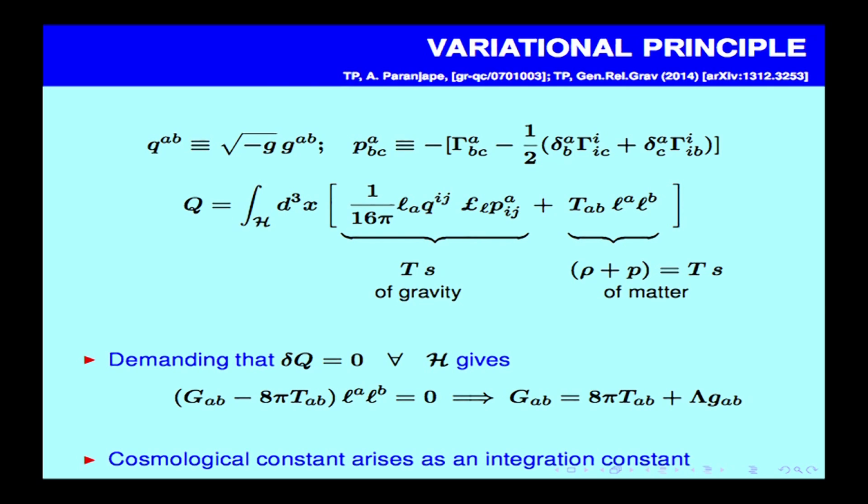It is an integration constant, and this action which I am talking about is manifestly invariant under T_AB going to T_AB plus a constant times G_AB, because L_A L_B is null and that just kills it. So, any zero point energy, any vacuum fluctuations, etc., just does not care about gravity, in the sense that it does not care about the entropy of the gravity.